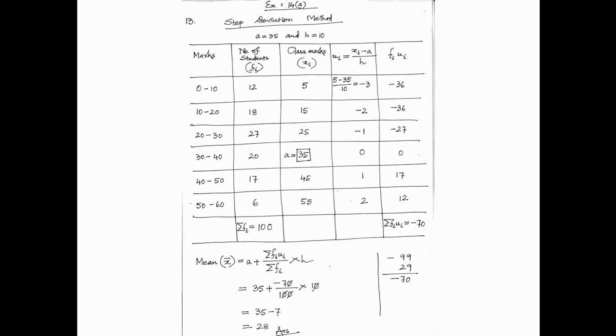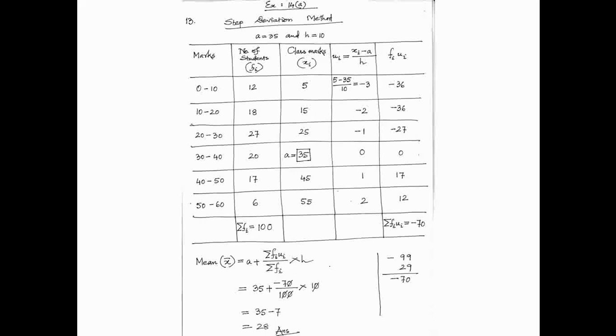The next one, in the same way, you put the value of xi. Here xi is how much? 15 in the second row. Minus a is how much? 35, divided by 10. So 15 minus 35 is minus 20, divided by 10, equal to minus 2. So multiply the frequency 18 and minus 2, you will get minus 36. In the same way, for each class interval, you calculate the value of ui.